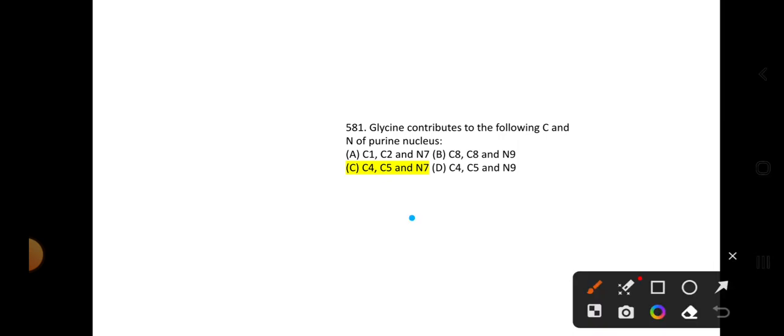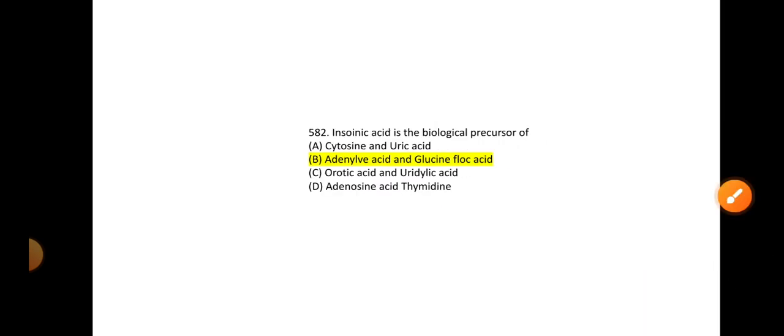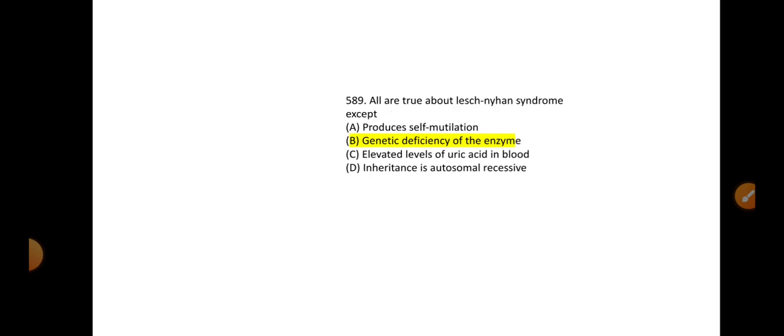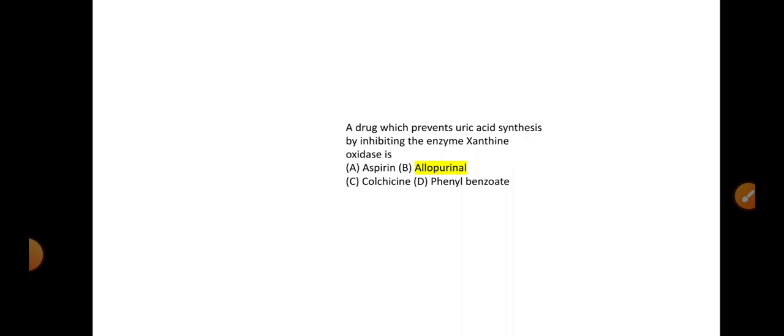Glycine contributes to C4, C5 and N7 of purine molecules. Isoenzoic acid is the biological precursor of adenylic acid and glycine floic acid. So this will be basically informative again. All are true about Lesch-Nyhan syndrome except genetic deficiency. It's not genetic deficiency, metabolic disorders there. And a drug which prevents uric acid synthesis by inhibiting the enzyme xanthine oxidase is allopurinol. This is what you eat during gout.